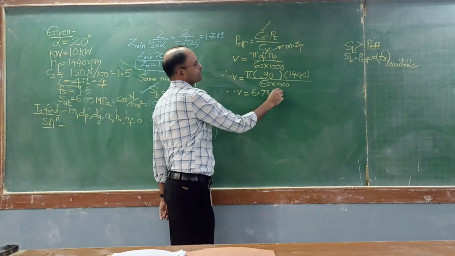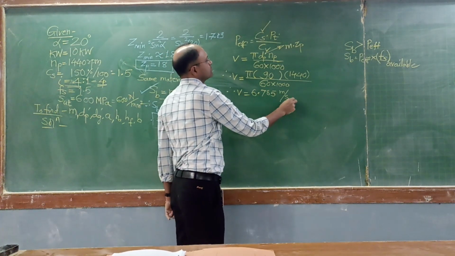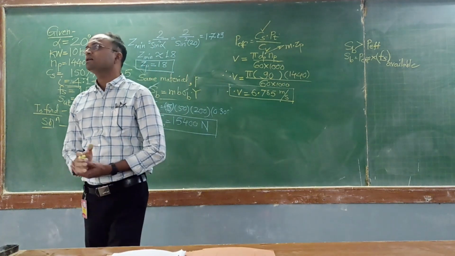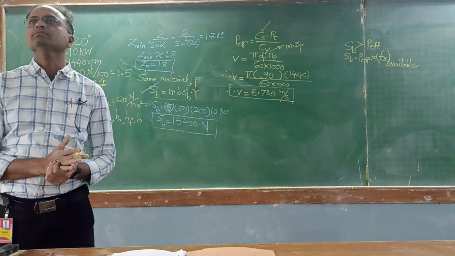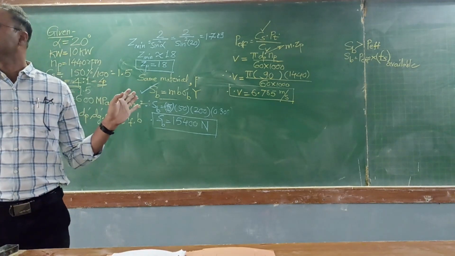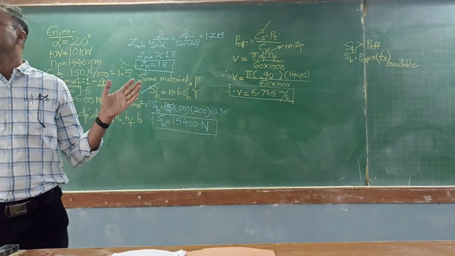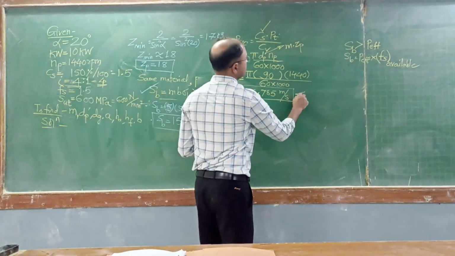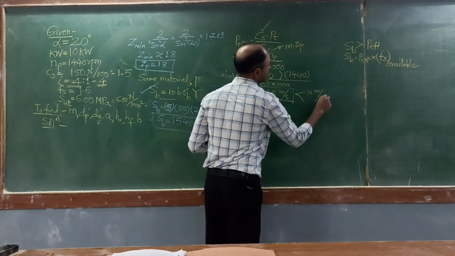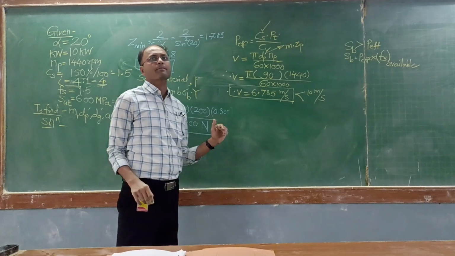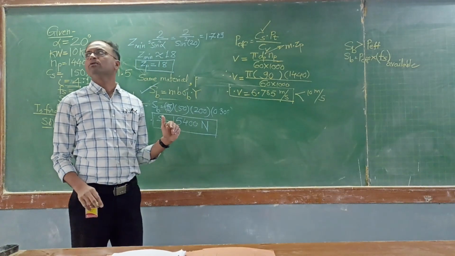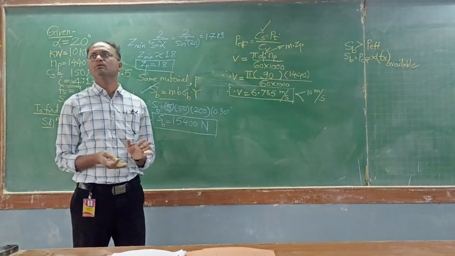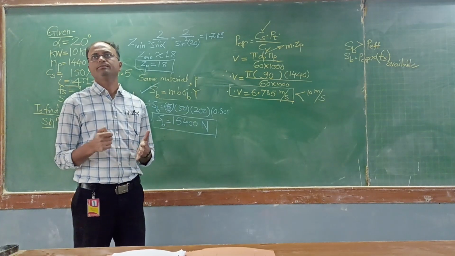785 meter per second, pitch line velocity. Is it correct? It is less than 10. Yes or no? Yes, sir. It is less than 10 meter per second. Therefore, our assumption was correct. You can write that: therefore, assumption was correct.